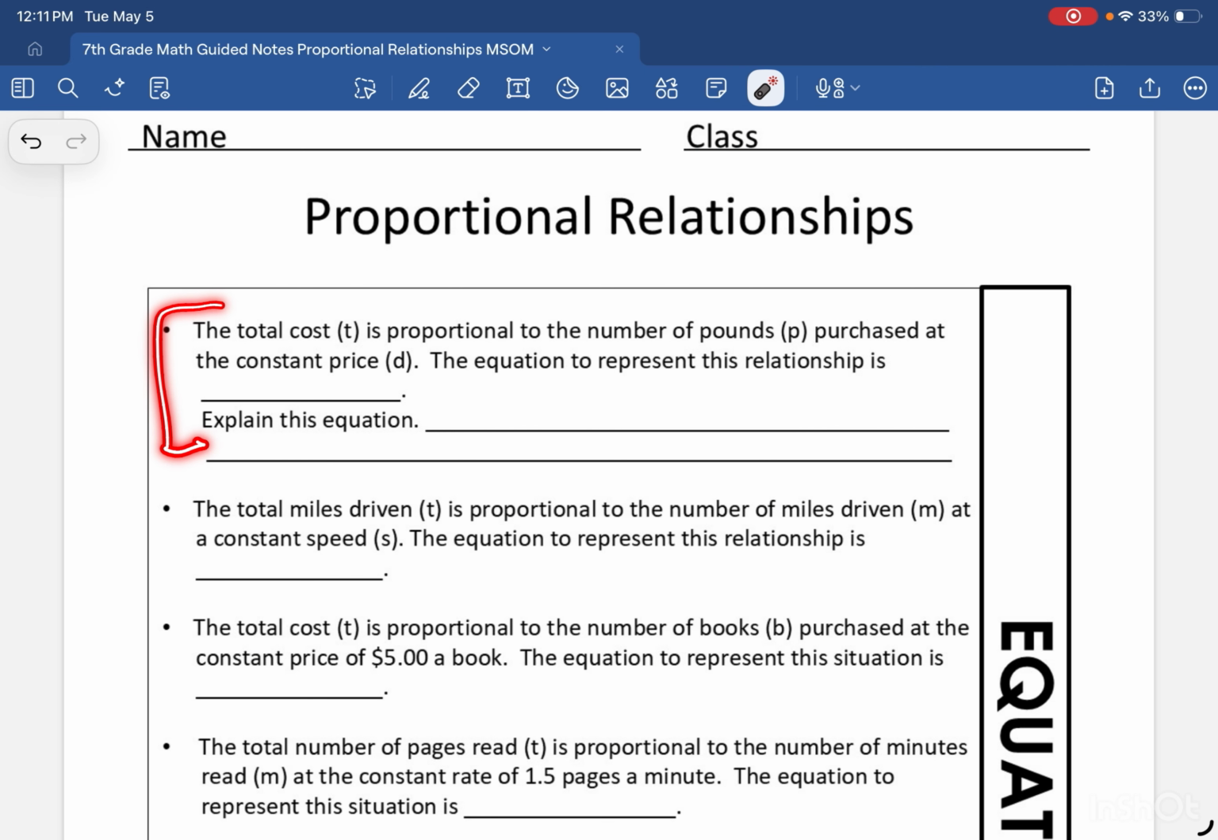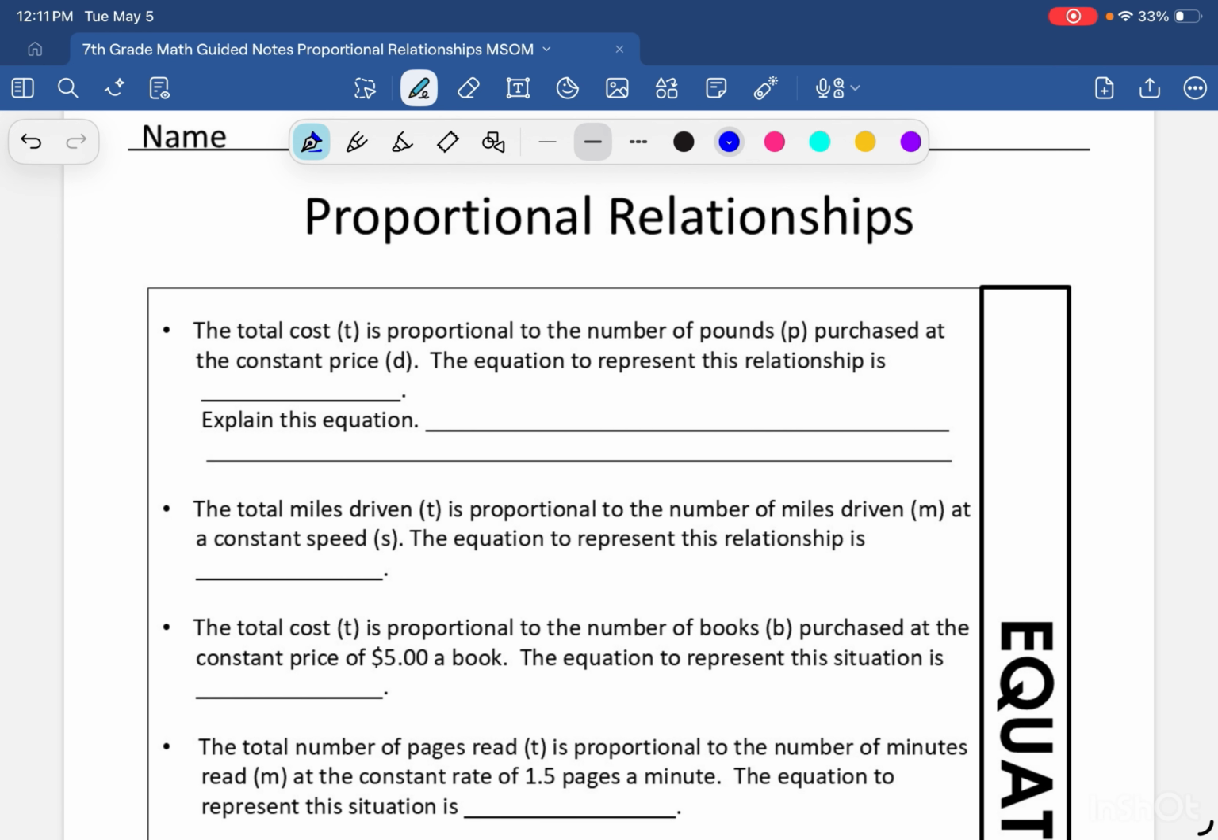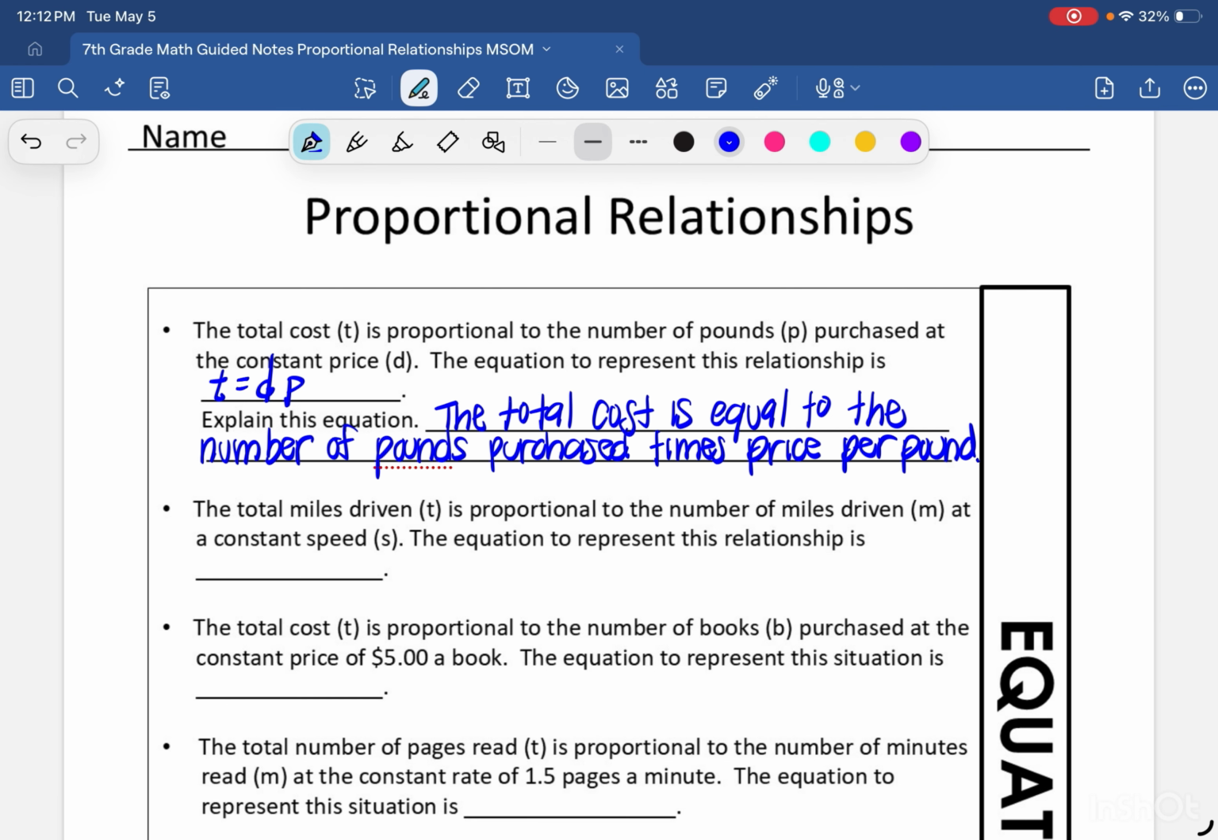The total cost is proportional to the number of pounds P purchased at the constant price. So we need to write an equation for this. So the total price T equals the number of pounds purchased multiplied by the cost of each pound. So T equals DP, or you could also write T equals PD. That just means the how many pounds purchased multiplied by the price per pound. And we're going to explain that here in words.